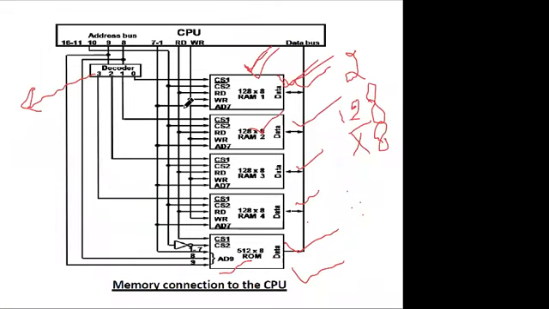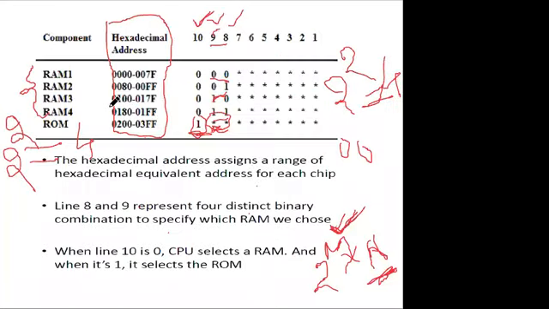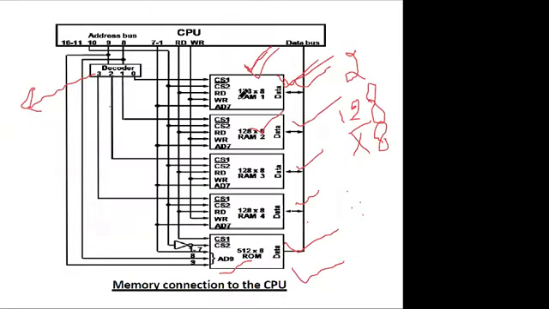The address will be generated and placed on the address bus, and according to the address generated by the CPU, one of the bit combinations will be high. According to the combination of these bits, we select which RAM has to operate, or which ROM, or if there is more than one ROM, then which ROM has to operate. So this is how we perform memory expansion in a computer architecture system.